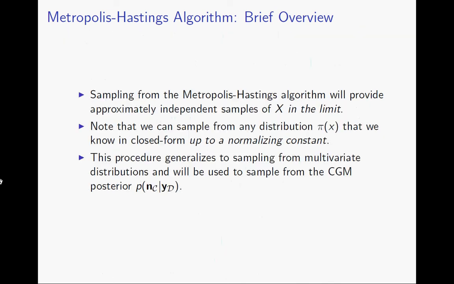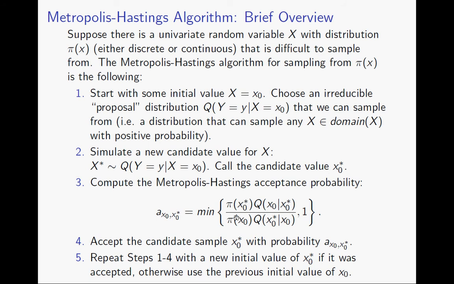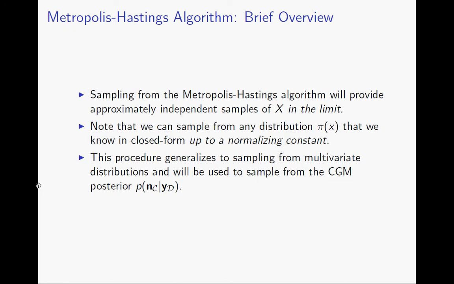Now, sampling with this algorithm will provide you with approximate independent samples of the random variable x in the limit, so as you run this procedure for many, many iterations. Note that we can sample from any distribution that we know in closed form up to a normalizing constant, because the normalizing constant will divide out when you calculate the acceptance probability. So it doesn't even matter. This procedure generalizes to sampling from multivariate distributions, and we can use it to sample from our posterior of interest, which is NC given YD.